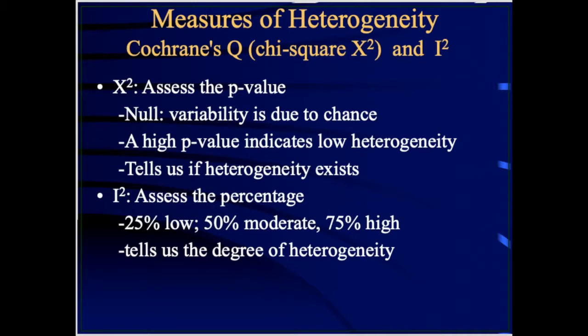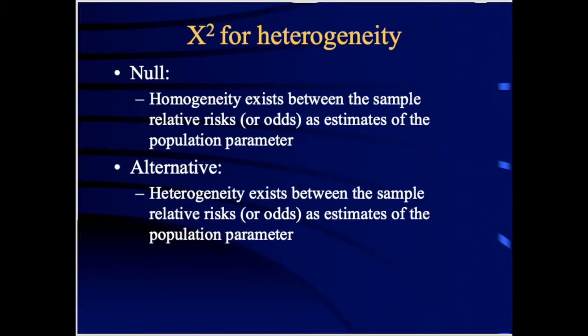The I-square is a little bit more precise, and it's reported as a percentage. 25% is considered low, 50% moderate, 75% high, and it tells us the degree of heterogeneity. So again, the chi-square test for heterogeneity, we're looking at a null if homogeneity exists between the sample, relative risk or odds as an estimate of the population.